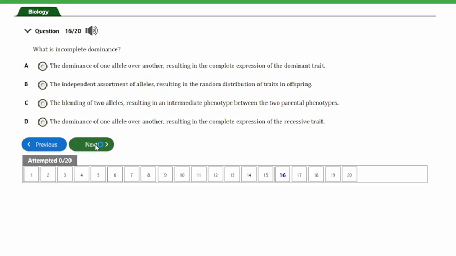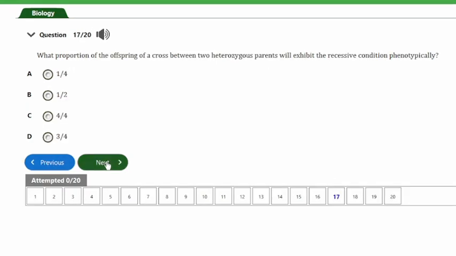So guys, the answer to this question is option C, and that's the blending of two alleles, resulting in an intermediate phenotype between the two parental phenotypes. So let's look at the next question, guys, and that's question number 17. So guys, the question says, what portion of the offspring of a cross between two heterozygote parents will exhibit the recessive condition phenotypically? Here we have options A, 1/4, option B, 1/2, option C, 4/4, option D, 3/4.